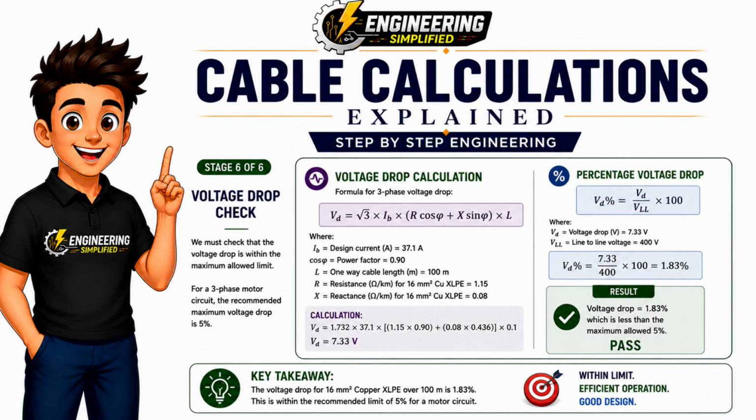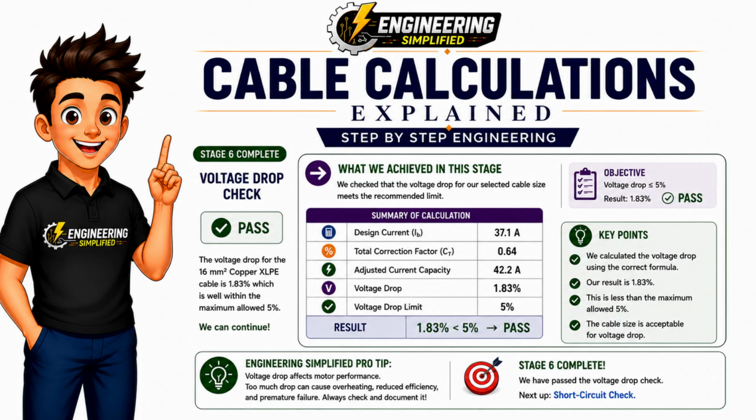To determine whether this is acceptable, we convert the voltage drop into a percentage of the 400-volt supply. The percentage voltage drop is calculated by dividing the voltage drop by the supply voltage and multiplying by 100. This gives a result of 1.83%. For a motor circuit, the recommended maximum voltage drop is 5%. Since our calculated voltage drop is only 1.83%, the cable comfortably meets the design requirement. So, the selected cable passes the voltage drop check.